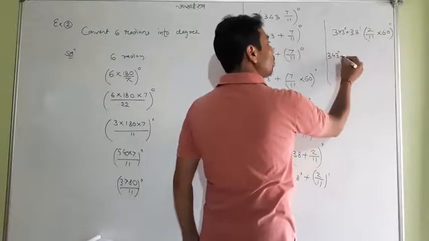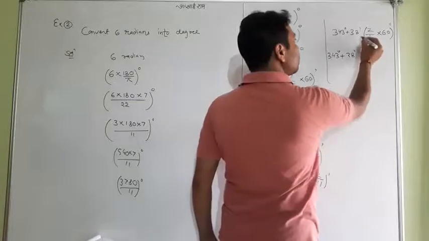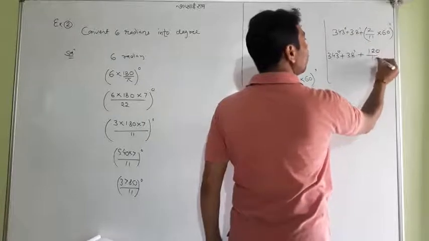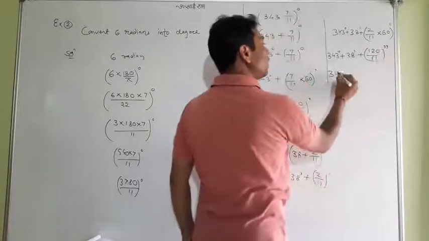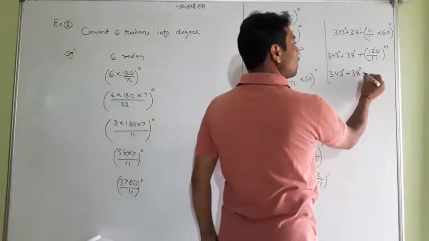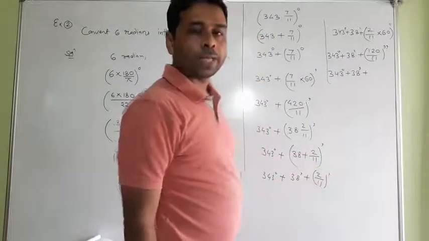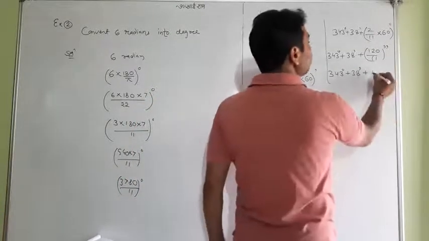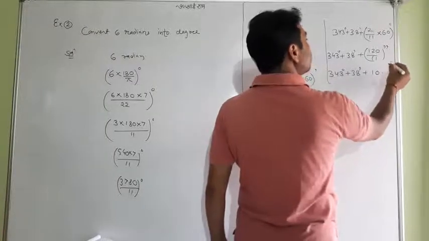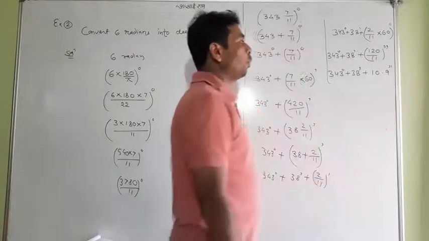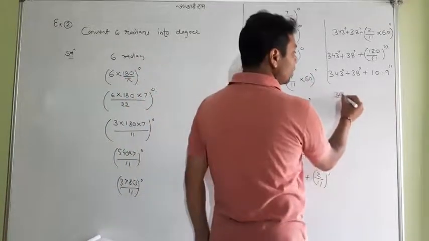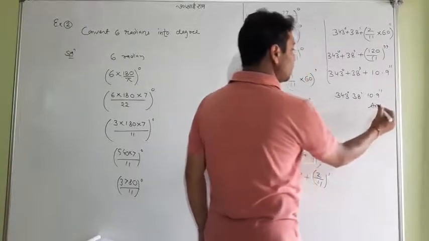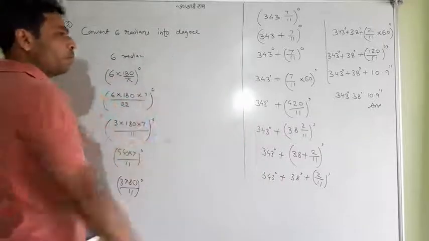343 plus 38 plus 2 by 11, now it will be like that, 120 upon 11. This is seconds, and you know it is not completely divisible, but after seconds we don't have any more units, so I'll just find my answer approximately. 11 ones are 11, and this is approximately 10.9. And finally I would write my answer: 343 degrees, 38 minutes and 10.9 seconds approximately. This is the answer for the value of 6 radians.